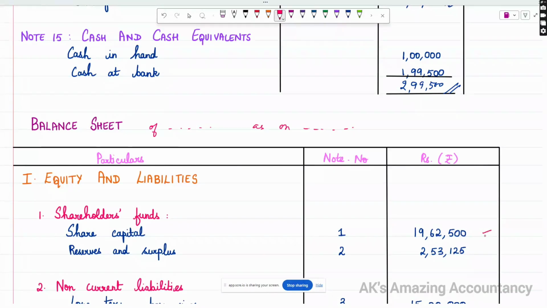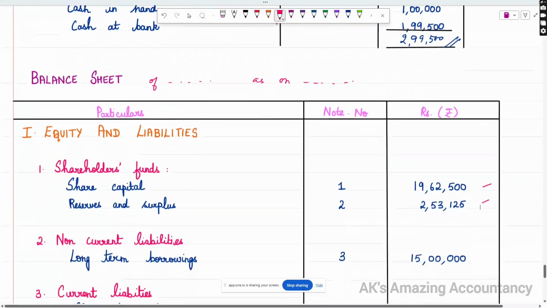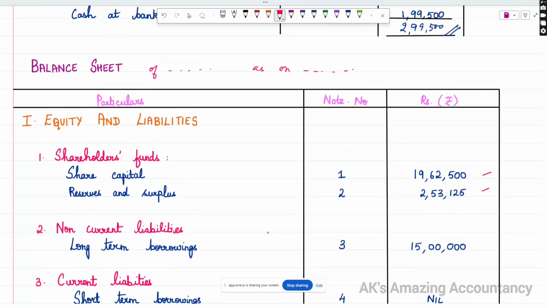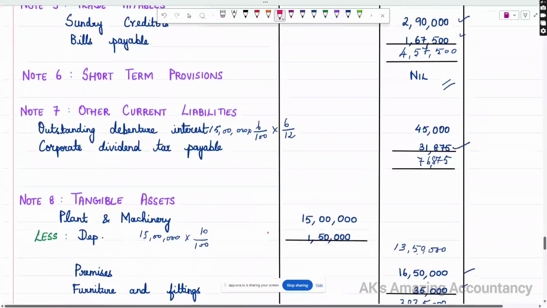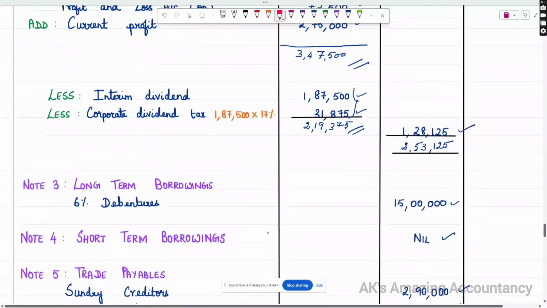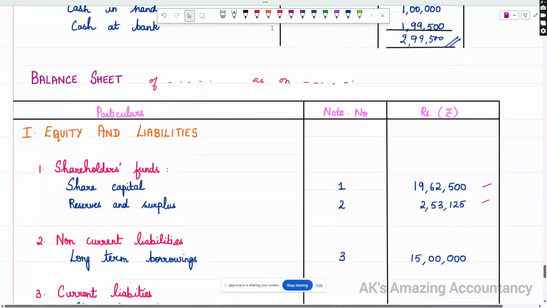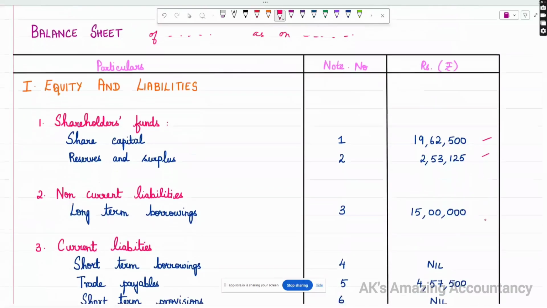We have already prepared all the notes. Note 1 shows you 19,62,500 and note 2 shows you 2,53,125. You can check the answer which you have done already. Then under the second heading, you'll be having non-current liabilities. Under non-current liabilities, we'll be having long-term borrowings. That was debentures, which we have shown already. Just see here, this is note 3, long-term borrowings, 15 lakhs. This 15 lakhs will come here under long-term borrowings.